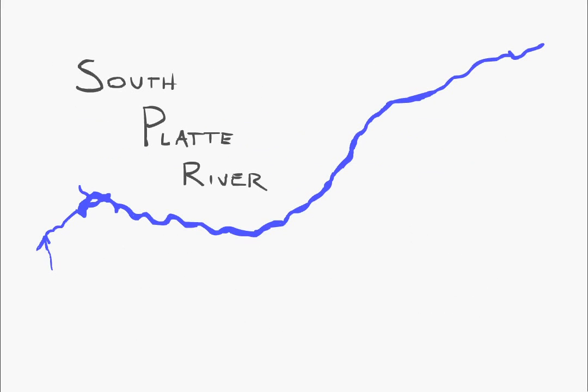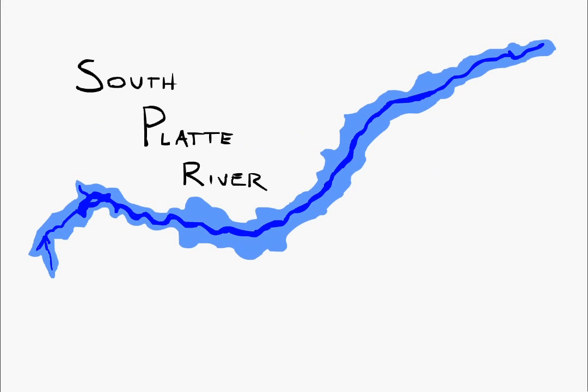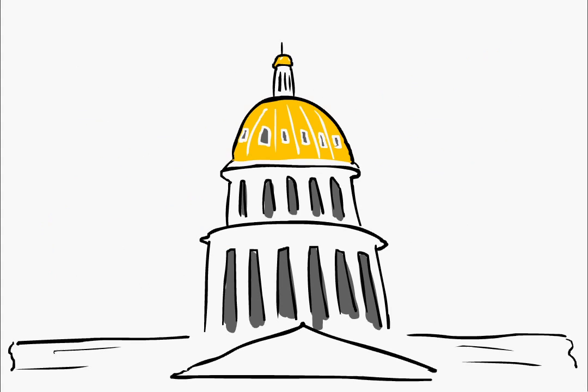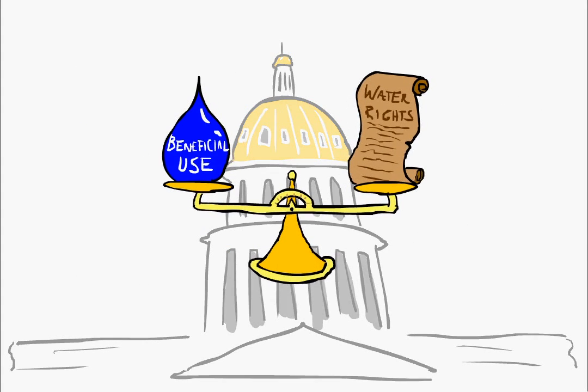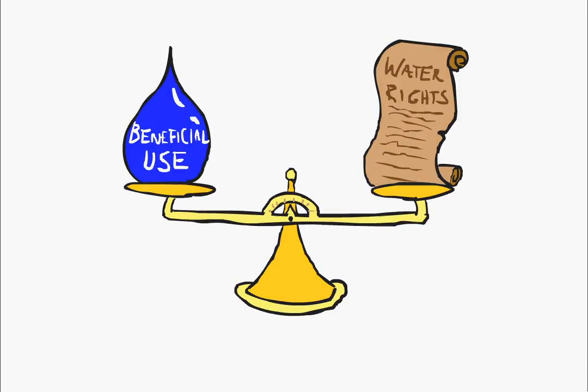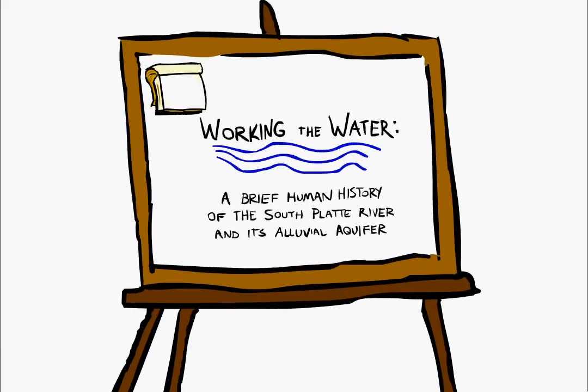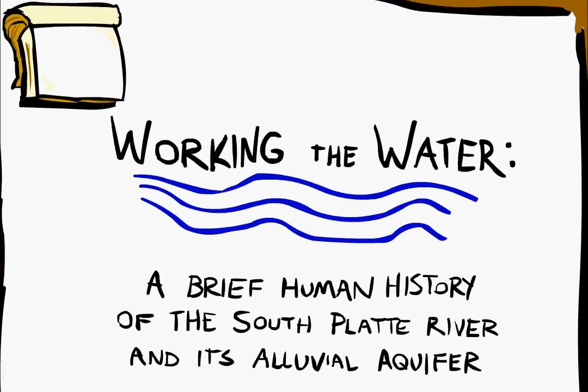The South Platte River and its alluvial aquifer is the scene of a modern-day conundrum. The state legislature wants to know, can we maximize the beneficial use of groundwater while respecting senior surface rights? This brief animation attempts to highlight the events that led us to this place.